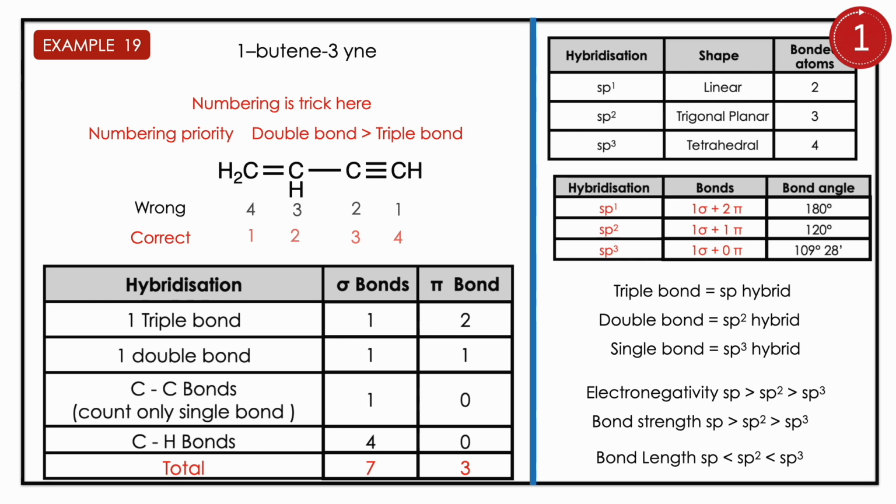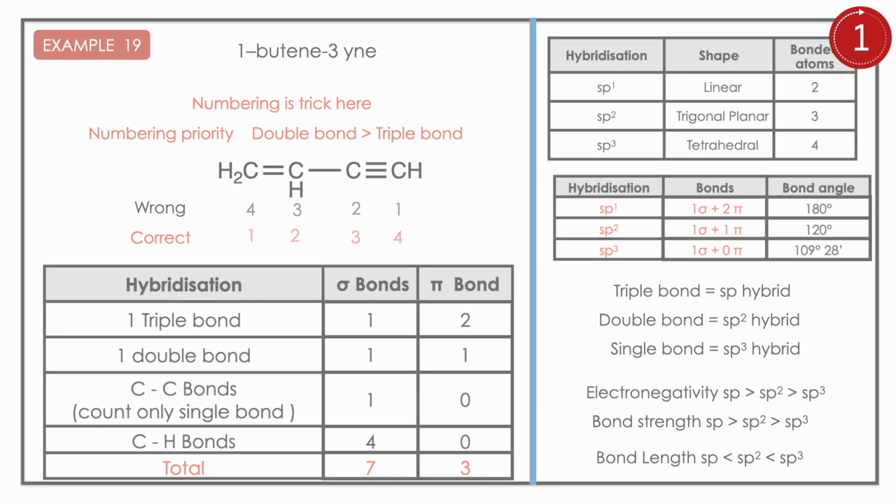Triple bond contains 1 sigma and 2 pi bonds. Double bond contains 1 sigma, 1 pi bond. C-C single bond contains 1 sigma bond. C-H bonds are 4, so totally 4 sigma bonds. So if you count it, total bonds will be 7 sigma and 3 pi bonds. So the concept you have to learn here is double bond has higher priority than triple bond in IUPAC name.